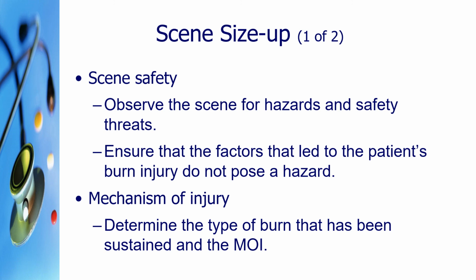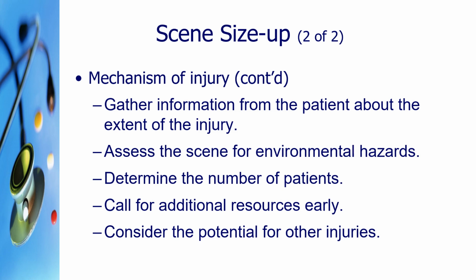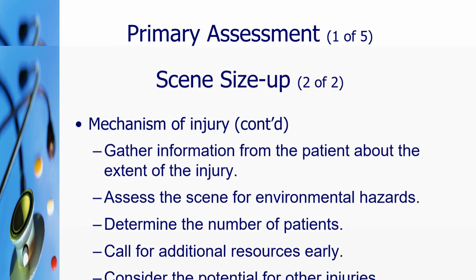That means it's gone. If there is a fire and he was burned in the fire, you do not go into the fire. You wait outside. Mechanism of injury: determine the type of burn that has been sustained and the MOI. In order to get the MOI, you've got to gather information from the patient about the extent of the injury. You've got to assess the scene for environmental hazards. Determine the number of patients that you have. Call for additional resources right away. Okay, consider the potential for other injuries.